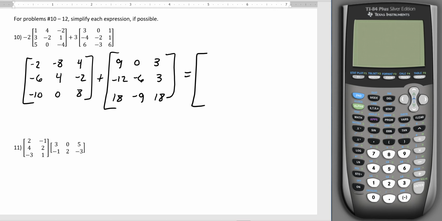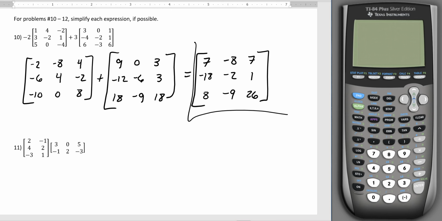So negative 2 plus 9 is 7. Negative 8 plus 0 is negative 8. 4 plus 3 is 7. Negative 6 plus negative 12 is negative 18. 4 plus negative 6 is negative 2. Negative 2 plus 3 is 1. Negative 10 plus 18 is 8. 0 plus negative 9 is negative 9. 8 plus 18 is 26. And there we go. Beautiful. That right there would be our answer.